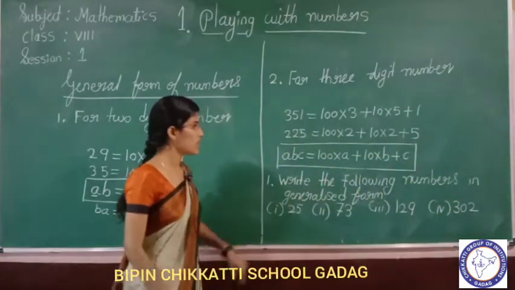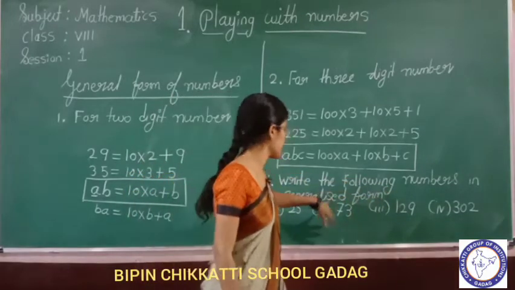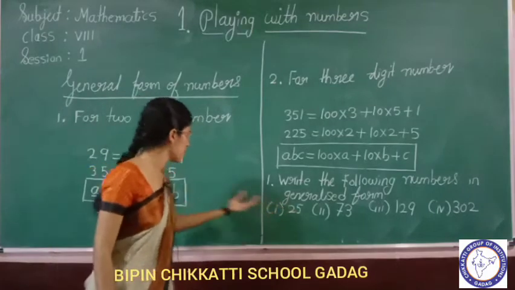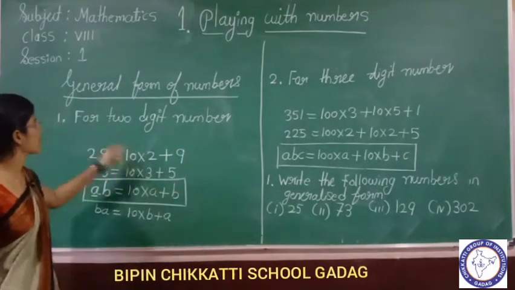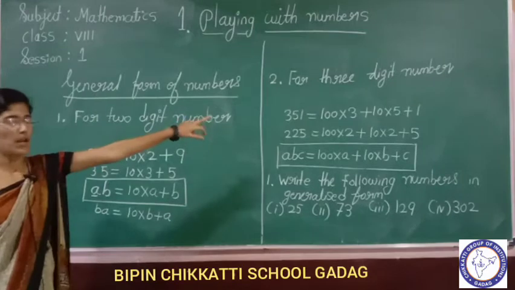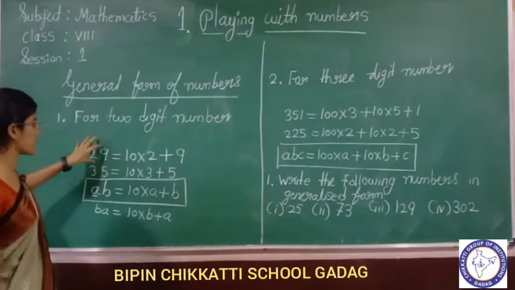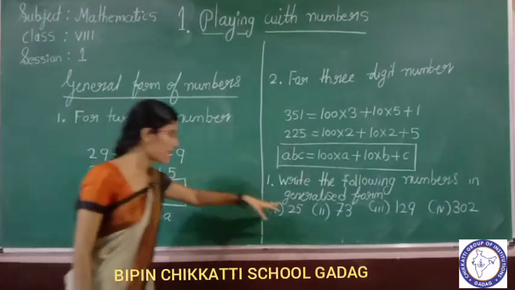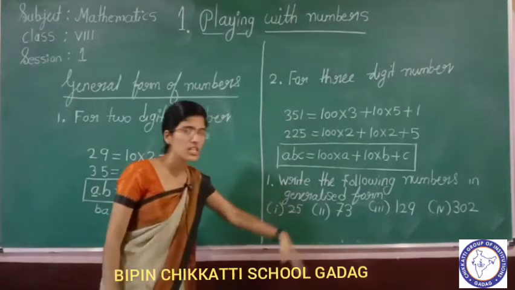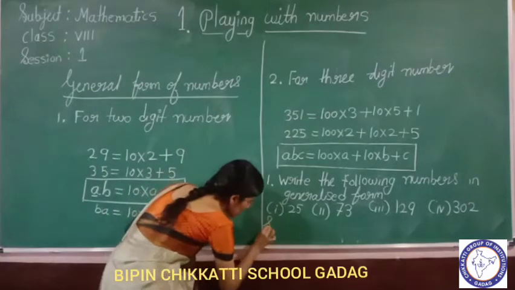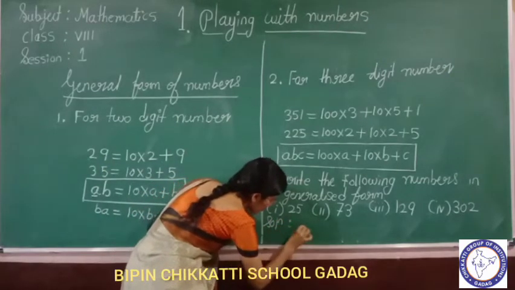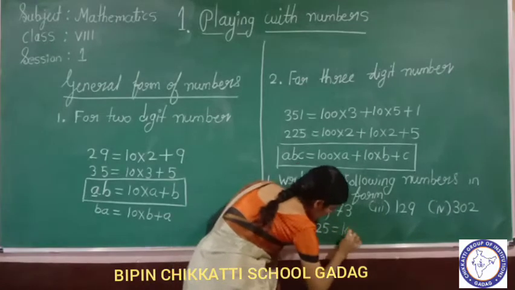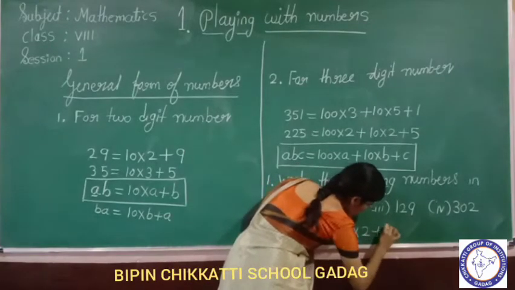Now what they told, write the following numbers in generalized form. We have to write this in a generalized form. I told you, general form of numbers. 29, how we can write in a generalized form? 10 into 2 plus 9. The same thing you have to write in a general form. Okay, that is a solution. First one, how we can write 25? 10 into 2 plus 5.